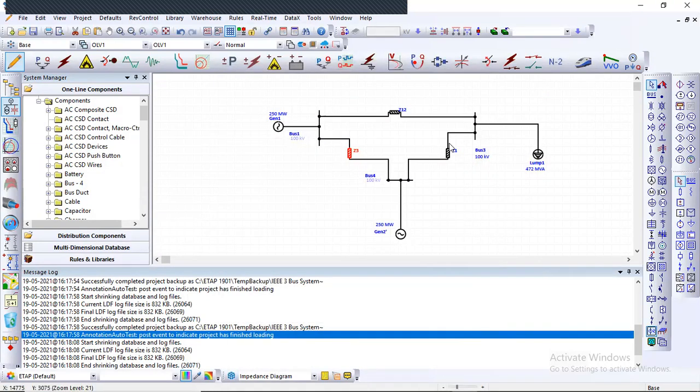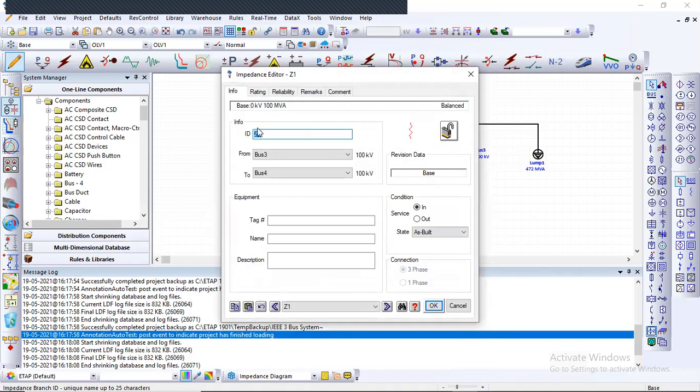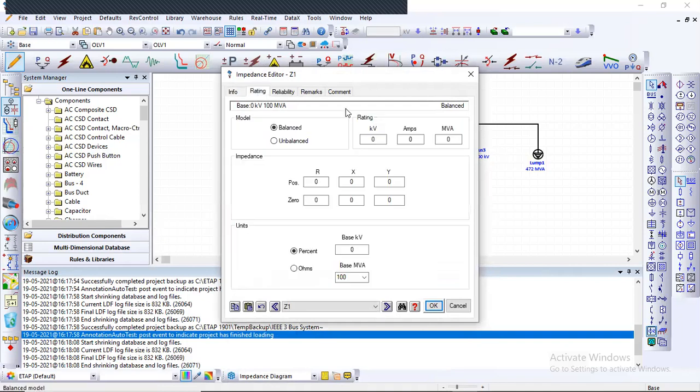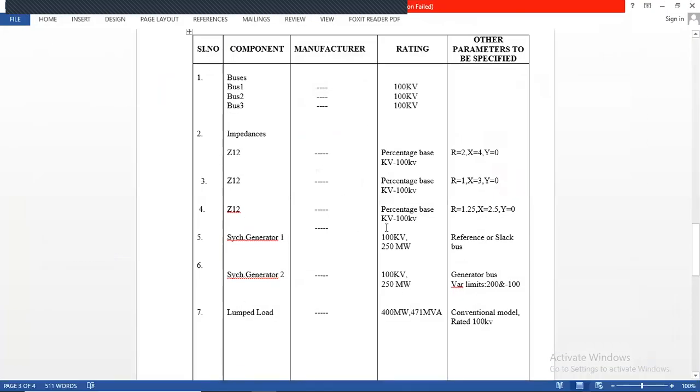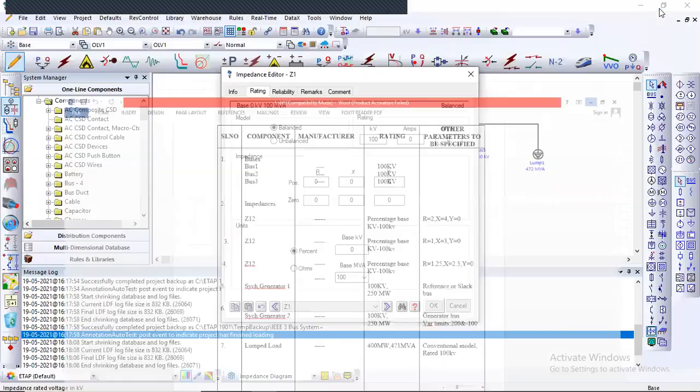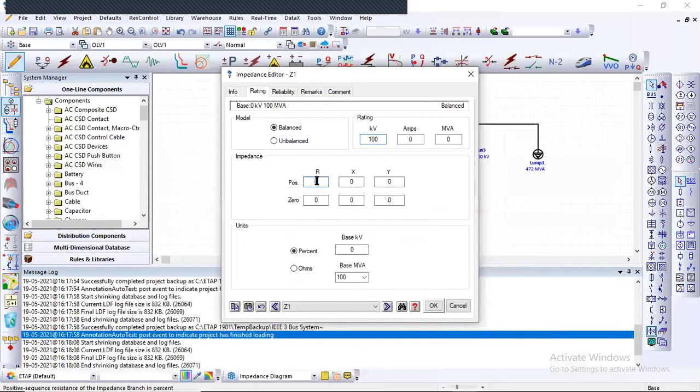Okay. Then also moving toward the Z1, you need to provide the data aspect of 100, and the data for Z3 would be 1.25 and 2.5, and 2.5, and then 0 is the same and uncertain, and the base rating of kV would be 100 also.